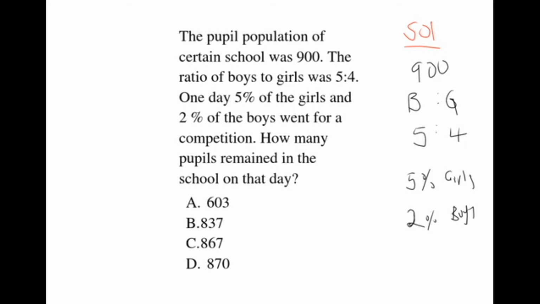First, let us get the number of shares. The number of shares is 5 plus 4. The number of shares is 9. Therefore, the boys are 5/9. The girls are 4/9. Therefore, let us get the number of boys in the school.